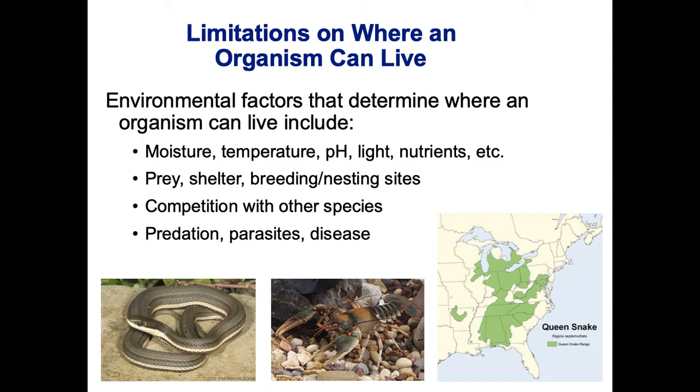It can also include what competitors that species can deal with and live with. If another competitor outcompetes them and they can't live with that competitor, then that's not part of where they can live. It also has to do with what predators they can handle as a population. What about parasites and disease? An example here is the queen snake, which is a crayfish specialist, and it's really limited in where it can live based on where its food source, the crayfish, lives.